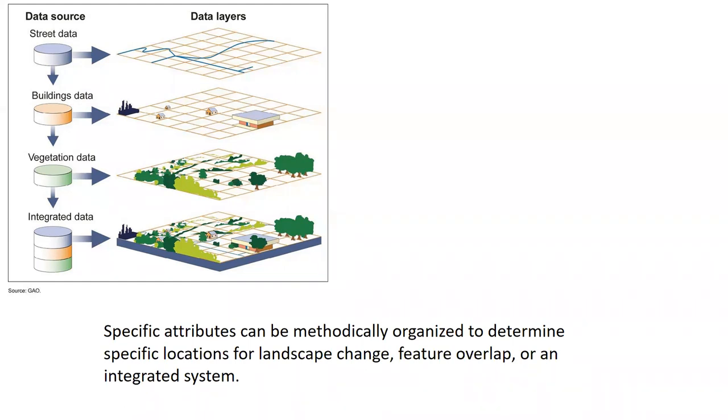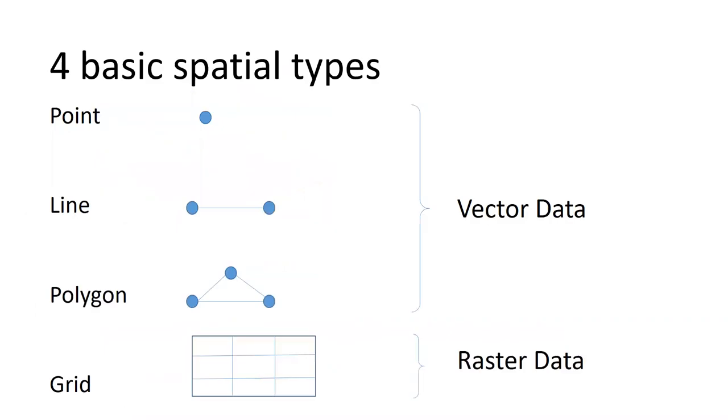Right? So the more layers, the more data that you have, the more that you have to understand how that's weighted in value to make assumptions about where specifically you can put something, you can place something, or you can site something. So you can do that with three different data types, or actually four. We'll talk about three to begin with, and then we'll talk about the last one.